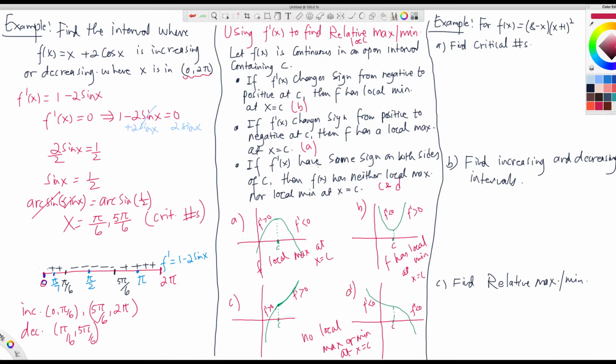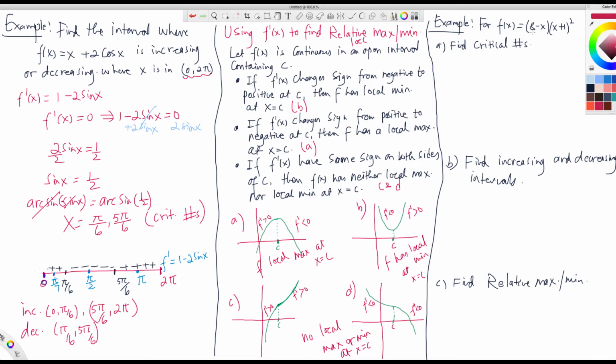If the derivative of f has the same sign on both sides, the left side and right side of c, then f(x) has neither a local max nor a local min at x equals c. This is what we get. Okay, so let us do an example on how to use that concept.